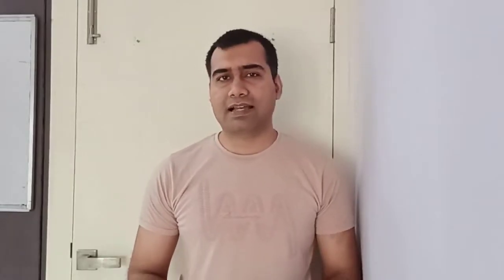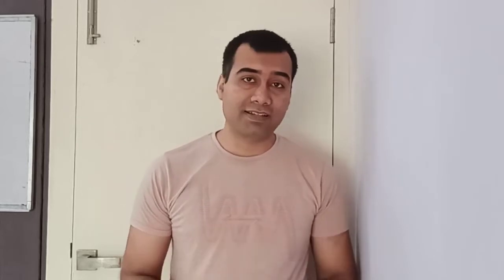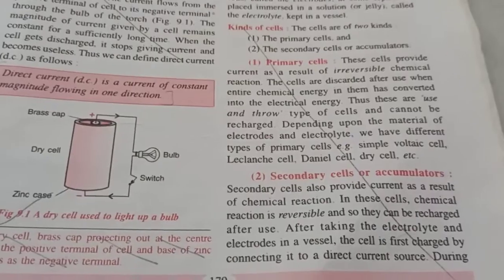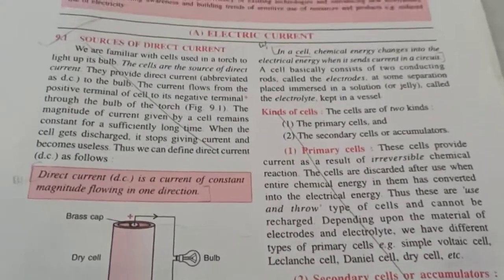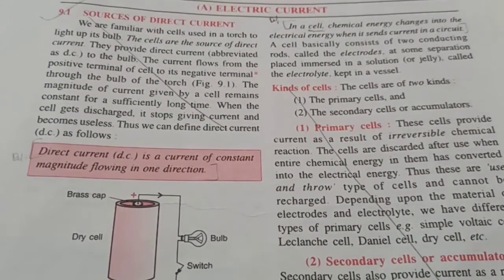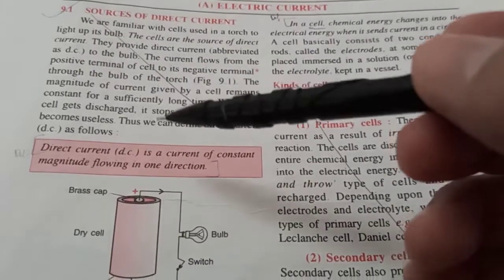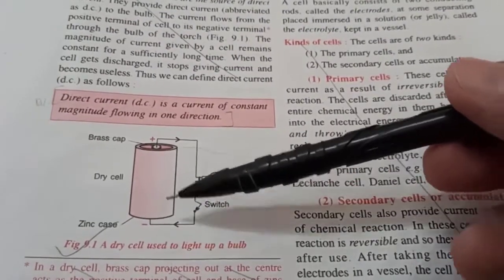Let's study 9th standard ICSE Physics, Chapter 9, Current Electricity, Section A, the electric current. Current is of two types, the direct current and the alternating current. DC is seen in this diagram.